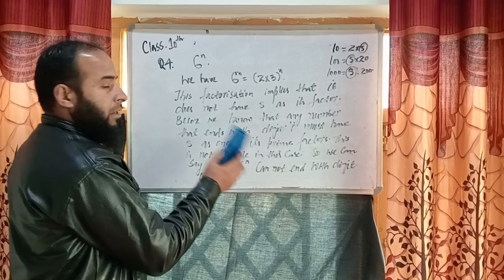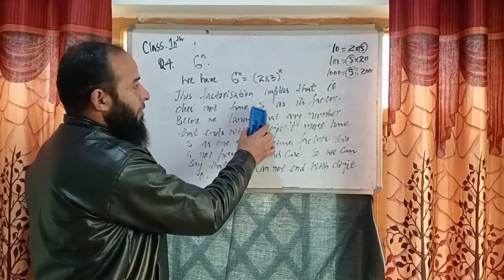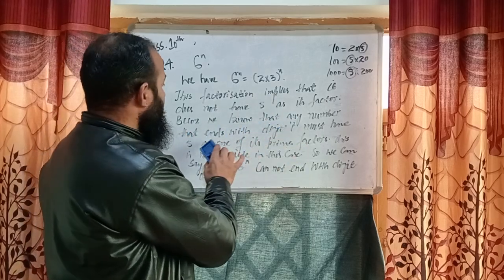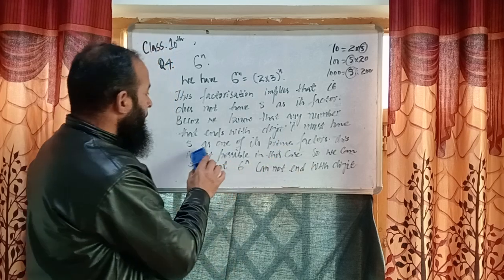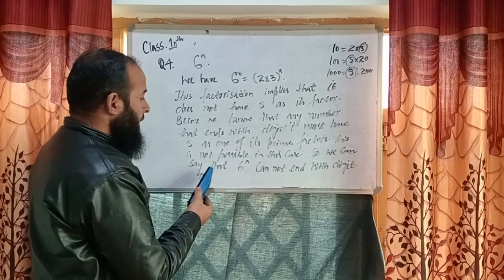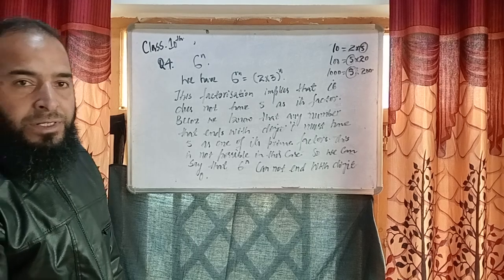I will again recap this. This factorization implies that it does not have 5 as a factor, because we know that any number that ends with digit 0 must have 5 as one of its prime factors. This is not possible in this case. So we can say that 6 raised power n cannot end with digit 0.